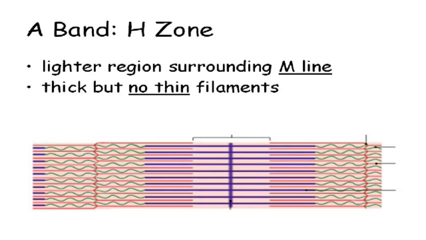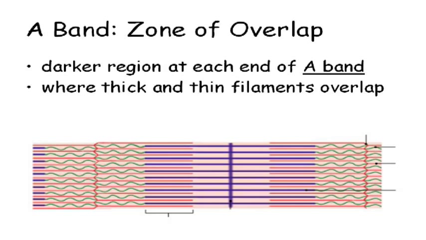Now, the H zone, we're still talking about the A band, okay? So from here to here is the A band. This thing is the M line. There's an area right around the M line where all you have are thick filaments. See, there's no overlapping. Here the thick and the thin overlap. Here they don't. That's called the H zone. And then at each end of the entire A band, you have a zone of overlap where thin filaments and thick filaments overlap.